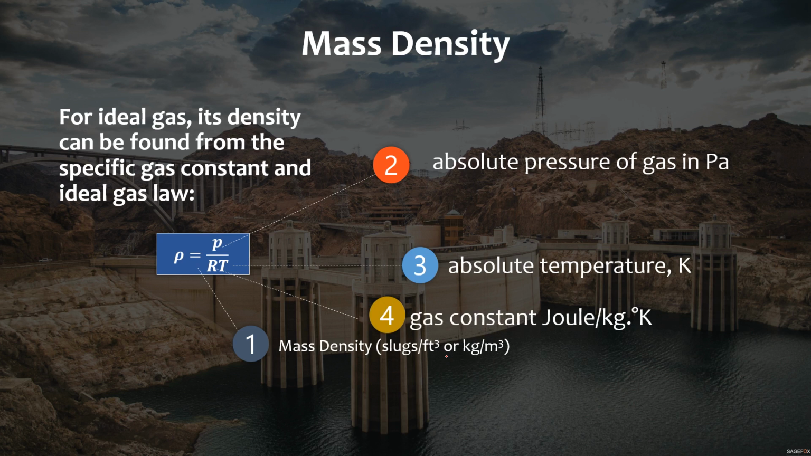where its density can be found from the specific gas constant, yung R, and ideal gas law. So this is your ideal gas law. P is equals to rho pala. Rho is your symbol for mass density. Rho is equals to P over RT, where P is the absolute pressure of gas and T is your absolute temperature in Kelvin, and R is the gas constant in joule per kilogram degree Kelvin kung naka SI units.